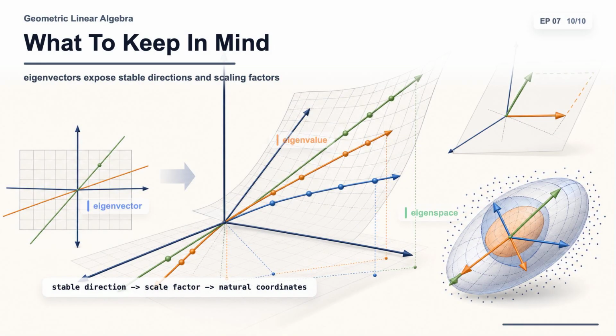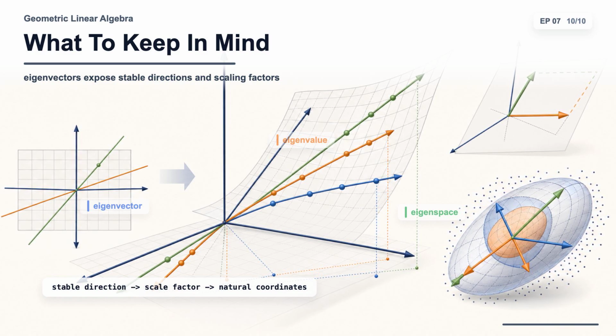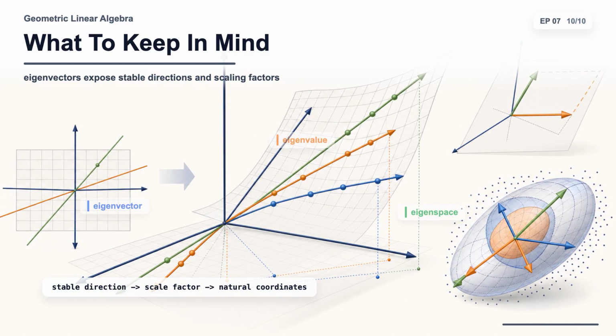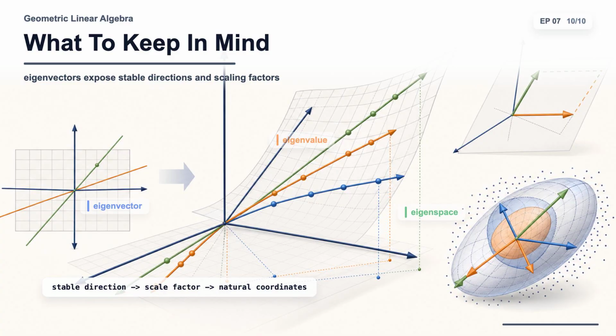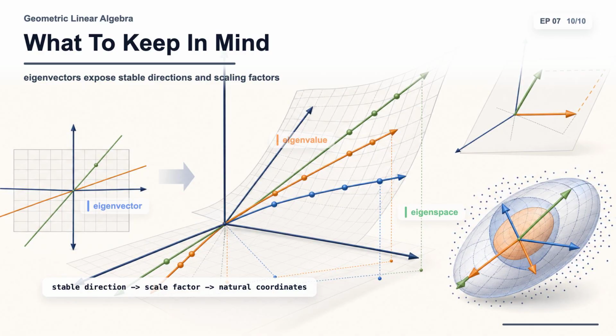Here is the core picture to keep. An eigenvector is a non-zero vector whose direction is preserved by a matrix. The eigenvalue is the scale factor along that stable direction. An eigenspace collects all vectors that share the same eigenvalue. If enough independent eigenvectors exist, they give the matrix its natural coordinate system. In the next episode, we will turn that idea into diagonalization and use it to understand matrix powers.